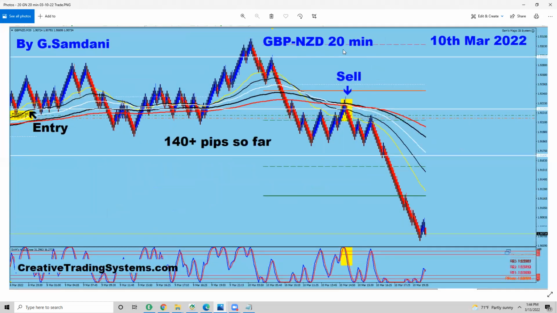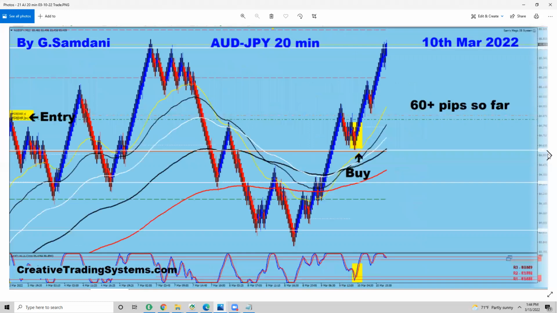And this one, Pound NZD, same thing, right? Sell order here, 140 pip from here to here. Same story. It's either long or short. I have to have the setup to go open a trade, right?